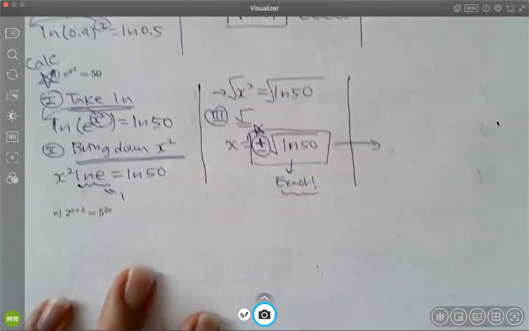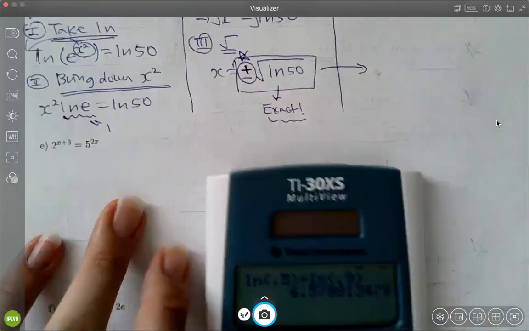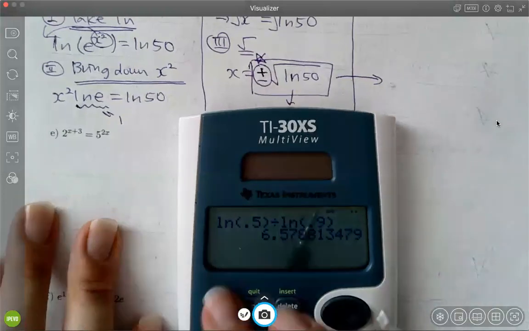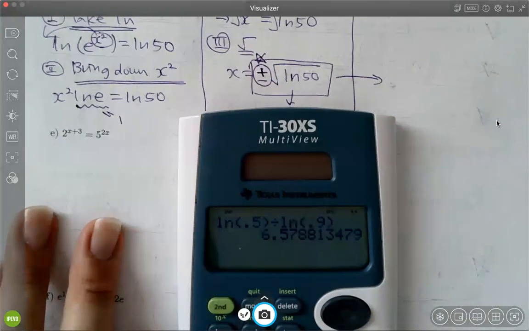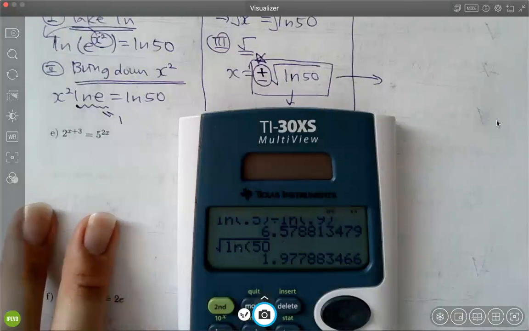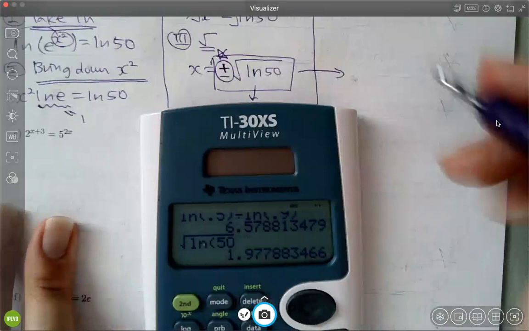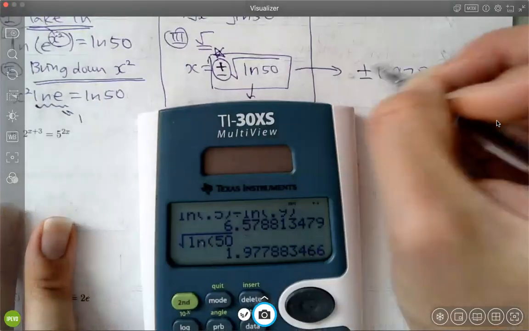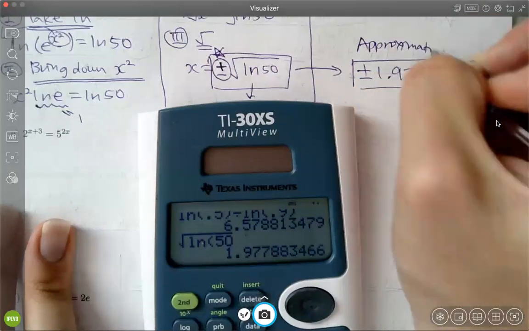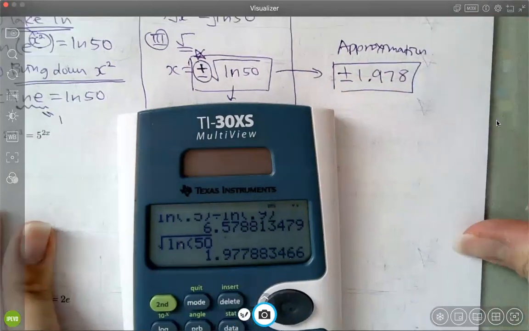So ln 50 or square root of ln 50. So square root of ln 50. And so what do you get? 1.978, right? After rounding. So what's the answer? Plus minus 1.978. That is the approximation. Okay.